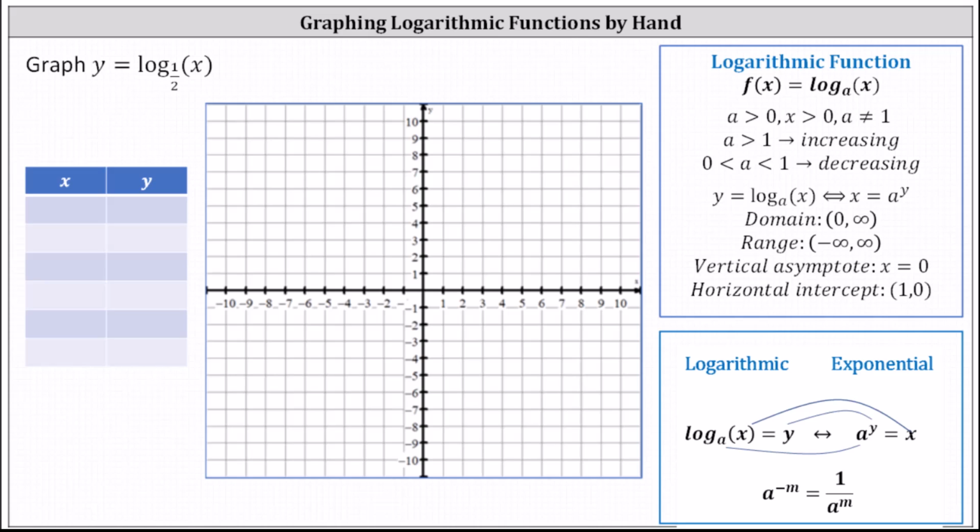Graph the log equation y equals log base 1/2 of x by hand. To do this, we'll use a table of values. However, when graphing a log equation or log function by hand, it's normally helpful to use the equivalent exponential equation to complete the table of values.